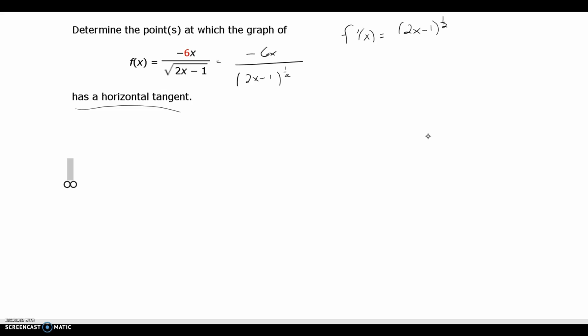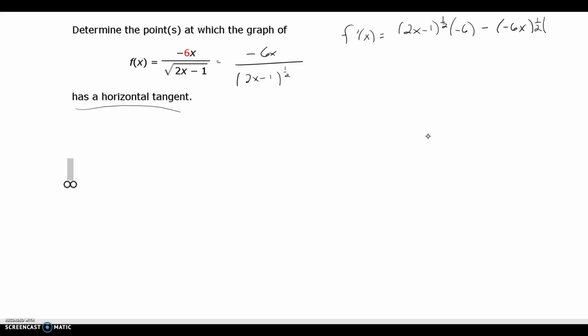Low denominator, d high, derivative of the numerator, minus high the numerator, d low, derivative of the denominator. Let's see if I got enough room here. The derivative of the denominator is going to go like this. I need the chain rule.